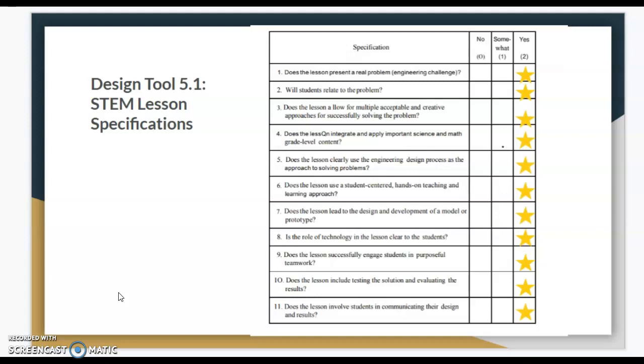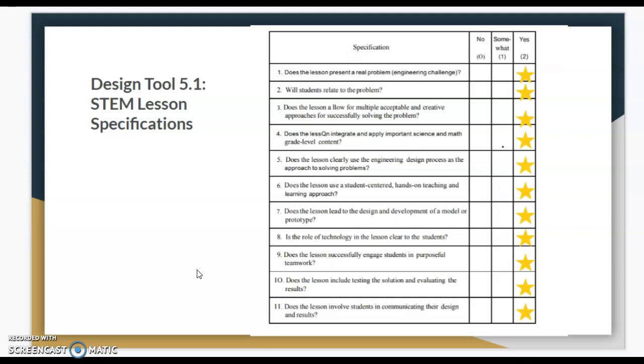And so I think having the students plan and problem solve, create and improve and modify their design is really helpful. 6, does the lesson use student-centered hands-on teaching? Yes, the entire kit is very hands-on. Students would love to use the Play-Doh and come up with different approaches to this activity.